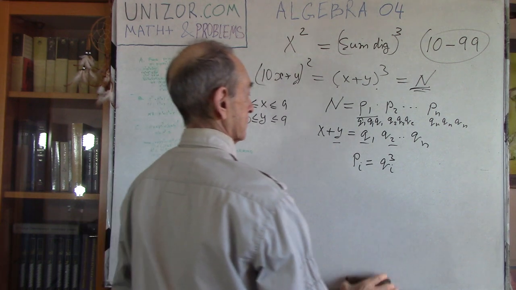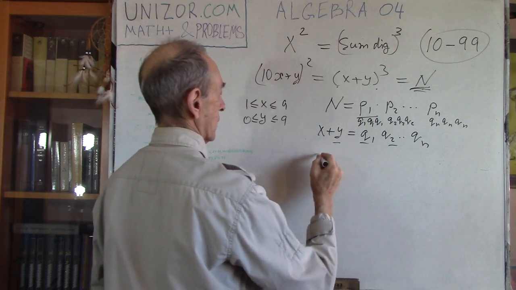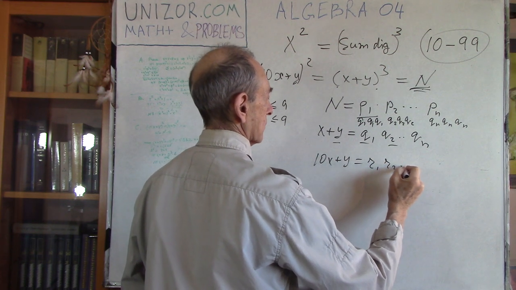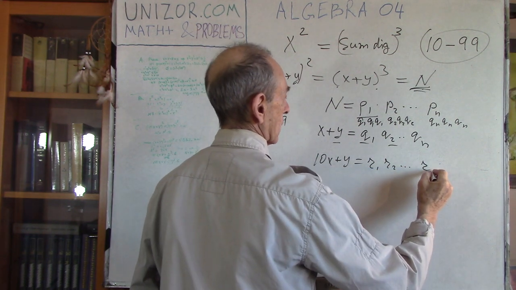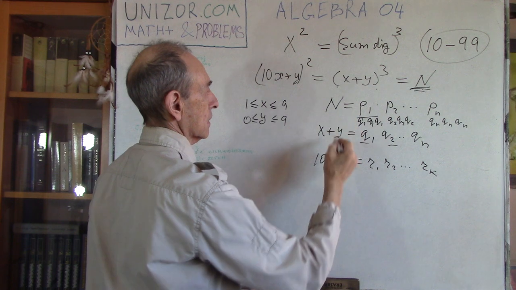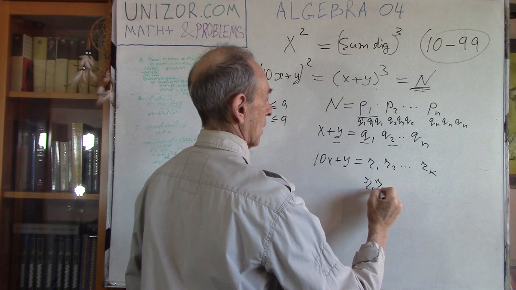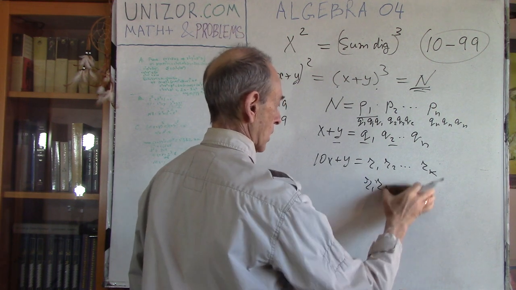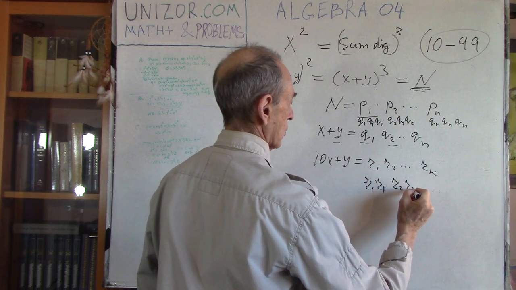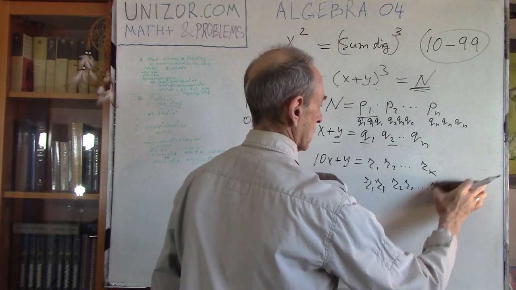On the other hand, it's a square of this number. So 10x plus y is also somehow represented. Now, but this is square. So n is supposed to be the square of this. So it's supposed to be R1, R1, square of this, R2, R2, Rk, Rk, and the k is supposed to be equal to n.